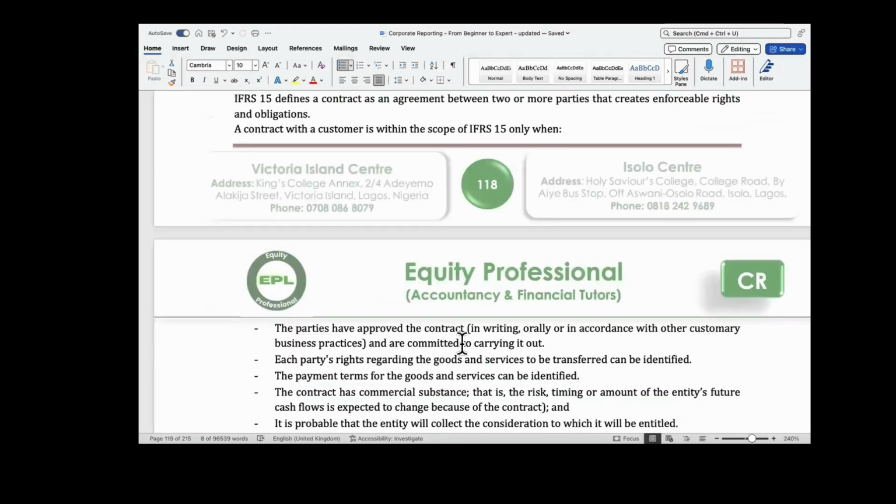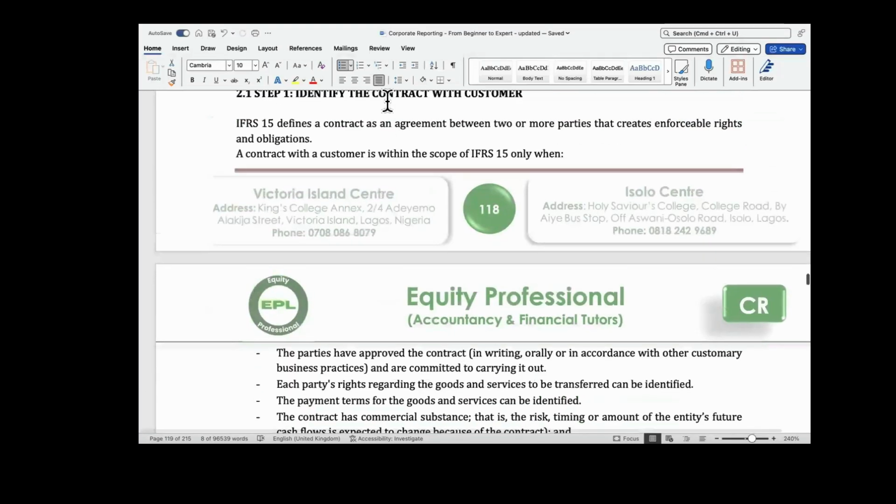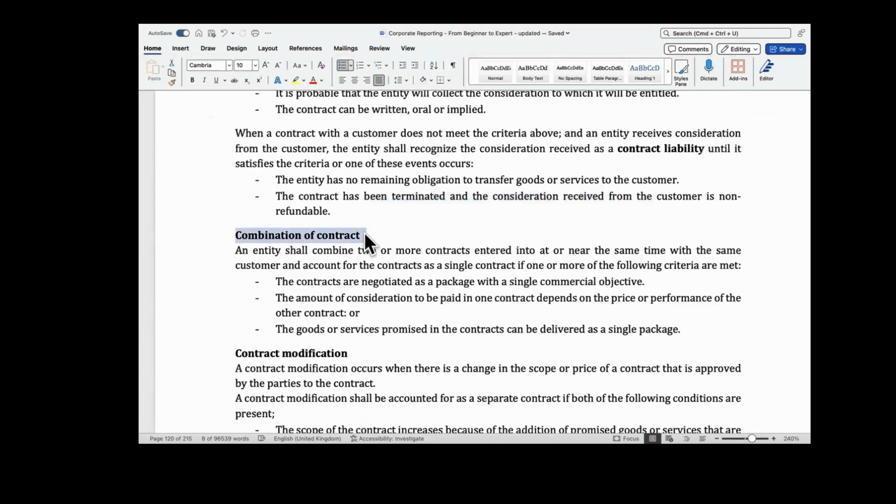Furthermore, it's possible that we could consider the possibility of combining contracts together, especially when you have two or more contracts that you enter into at almost the same time with the same customer.